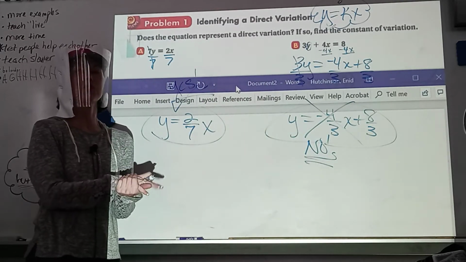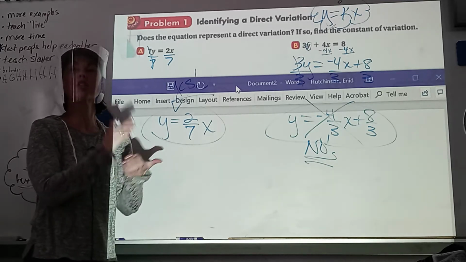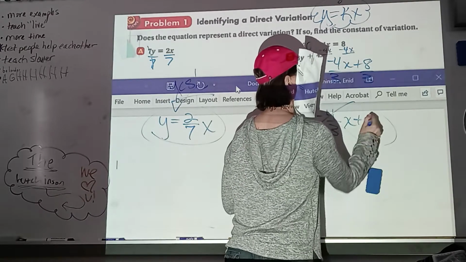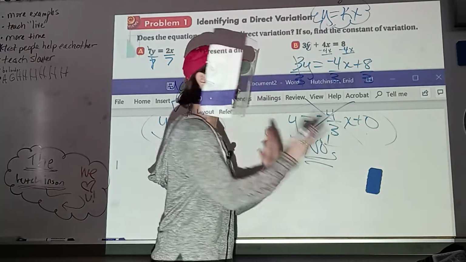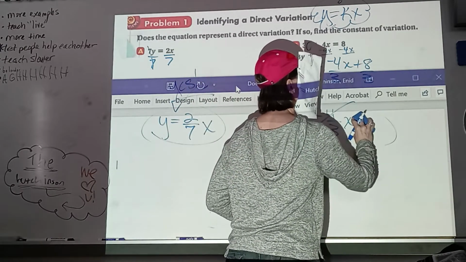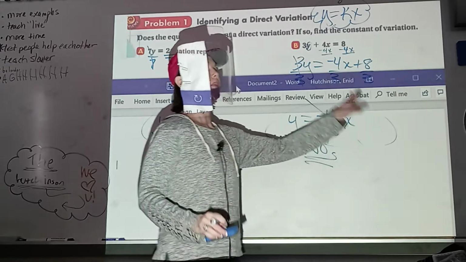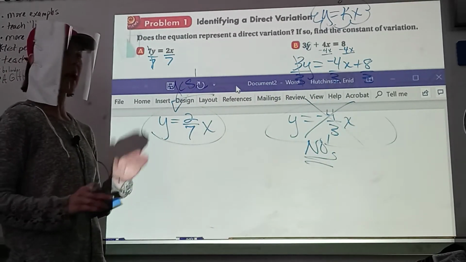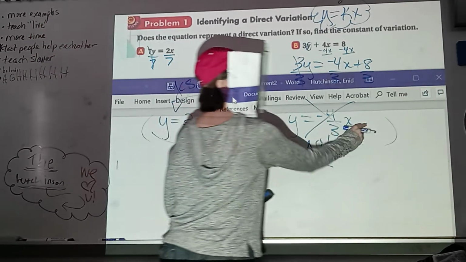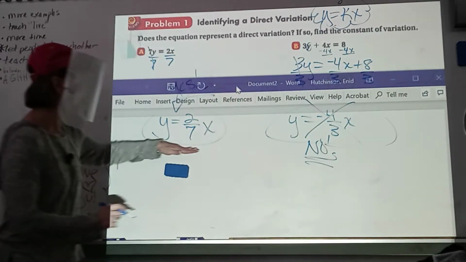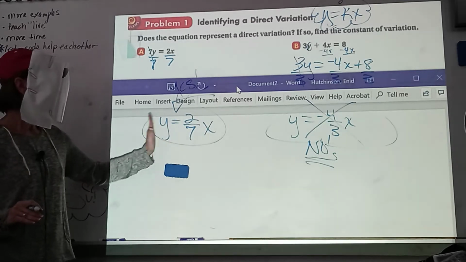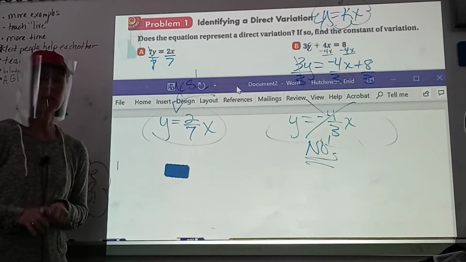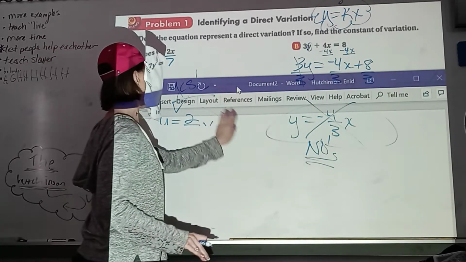Remember, the graph of a direct variation goes through the origin 0, 0. So if anything, it should just say plus 0. It should not have anything for a y-intercept because all direct variations go through 0, 0. So it cannot have plus or minus anything. It has to look exactly like this. Y equals kx.